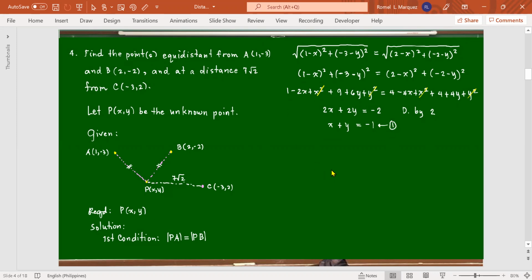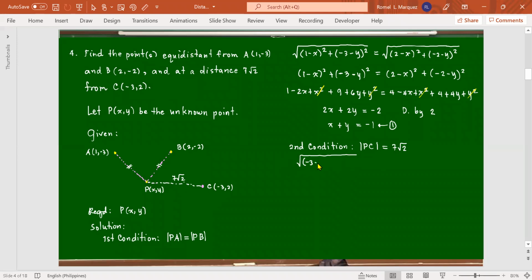Okay, in simplified form. We need one more. So another condition is that the distance between what? What is the second condition, guys? The distance between P and C is 7 square root of 2, no? So PC is equal to 7 square root of 2. Okay? So square root of what is the distance between P and C?